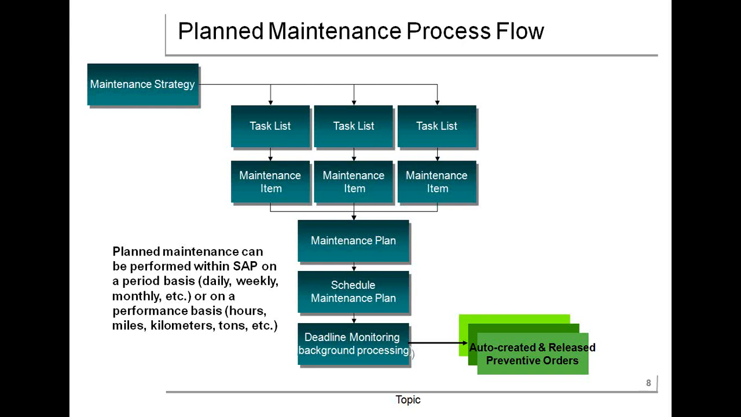Which machine you are going to do the maintenance activity. In SAP terminology, we can call it a technical object. A technical object can be either a location or an object. So that is called a maintenance item: for which machine you are going to do the maintenance activity.